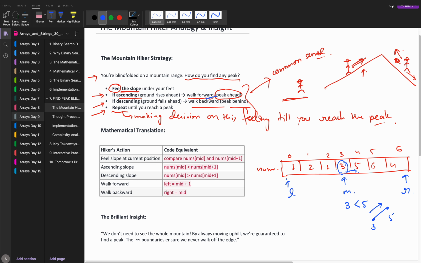Because earlier your search space was from here till here. Now you are moving in the forward direction. So what are you going to do? You will put your left from here to here. Okay, you will go in the forward direction. Ascending slope होगा. इसका मीनिंग ये कि ascending slope होगा.